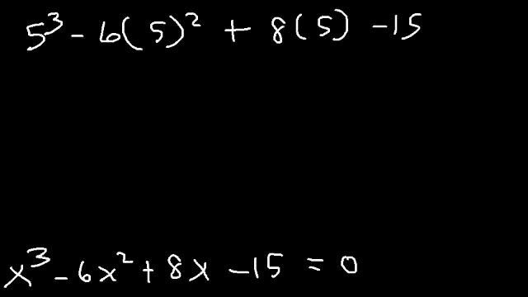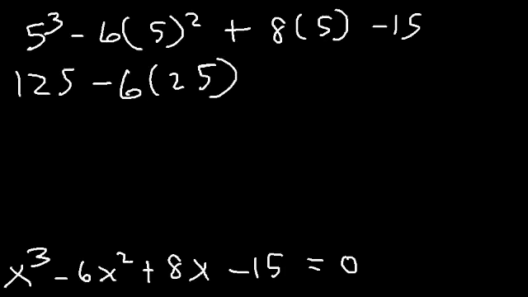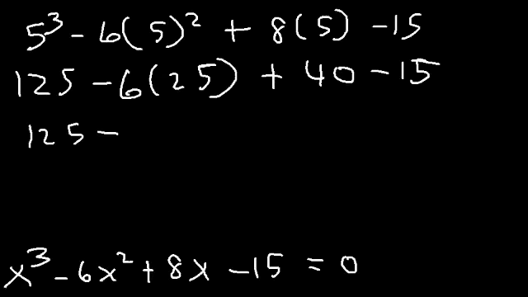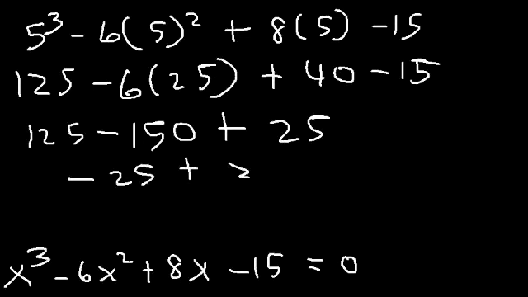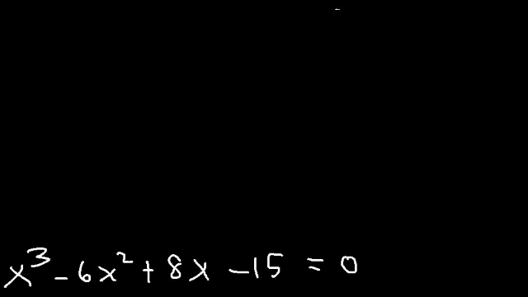5 is a factor of 15. 5 to the third is 125. 5 squared is 25. 8 times 5 is 40. 6 times 25, 6 quarters is $1.50, so this is 150. 40 minus 15 is 25. 125 minus 150 is negative 25, so this adds up to 0. So 5 is a factor.